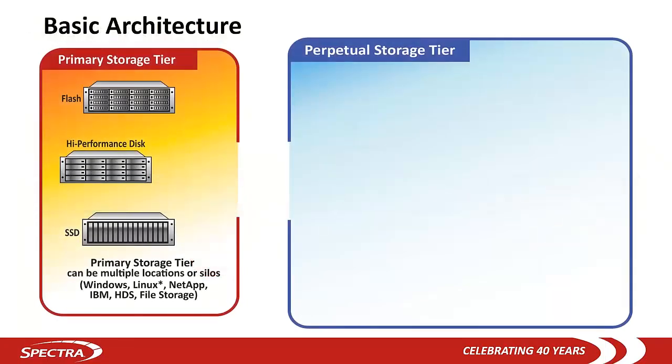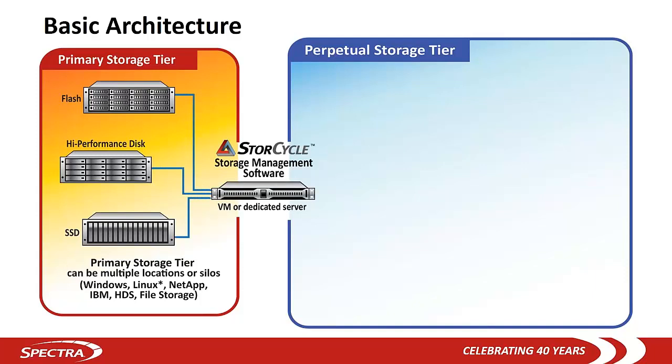So over on the left, you've got your active, or what we often call your primary storage tier. That can consist of one or more devices. It could be Windows-based systems. It could be Linux, SMB with Active Directory. It could be NFS with LDAP, things like that. And then over on the right, we have what we call our perpetual storage tier. This is going to be your lower cost tier of storage to migrate and protect the data.